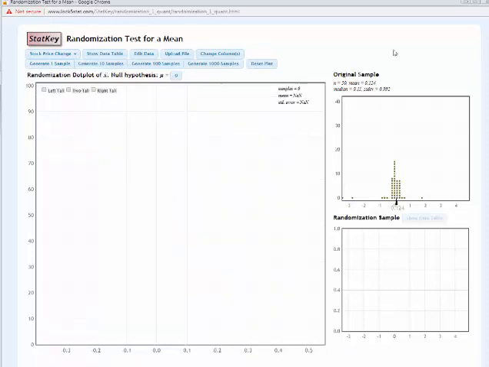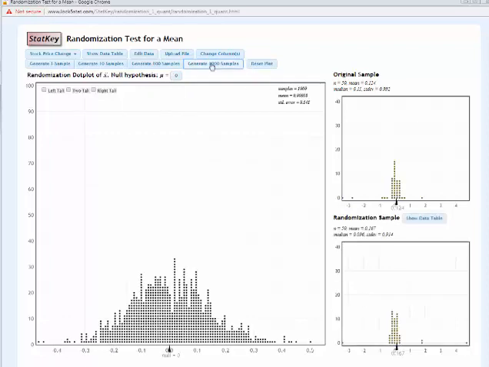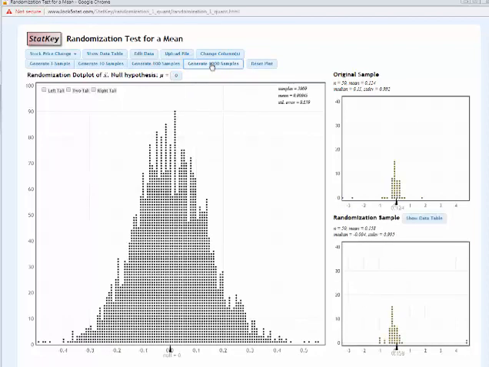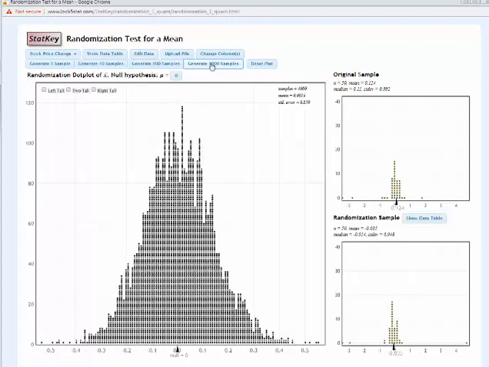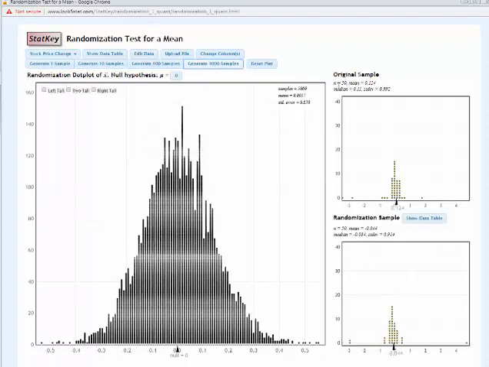All right, so we can look at another one. We've got a sample. We're assuming that the mean is 0. We have a sample that has a mean of 0.124. Again, we're going to generate this randomization distribution. So what we're doing is we're taking samples of 50, assuming the mean is 0. The distribution looks like this. Again, the mean of this is very, very close to the null hypothesis mean of 0.